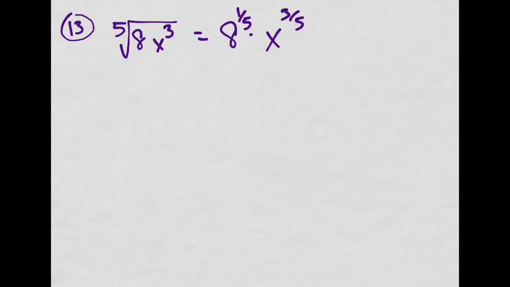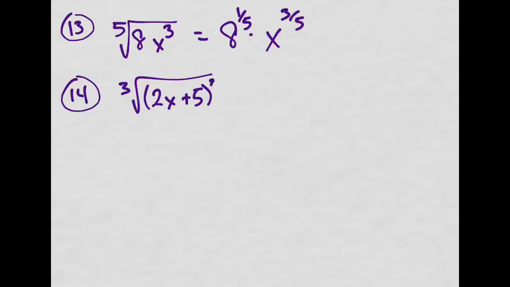All right, 14. Again, we're just rewriting it. And Trey, I think this one gets a little closer to what you were talking about. Notice that whole grouping there, 2x plus 5, the whole thing has been raised to the second power and the third root. And so this is just a rewriting of that radical expression.